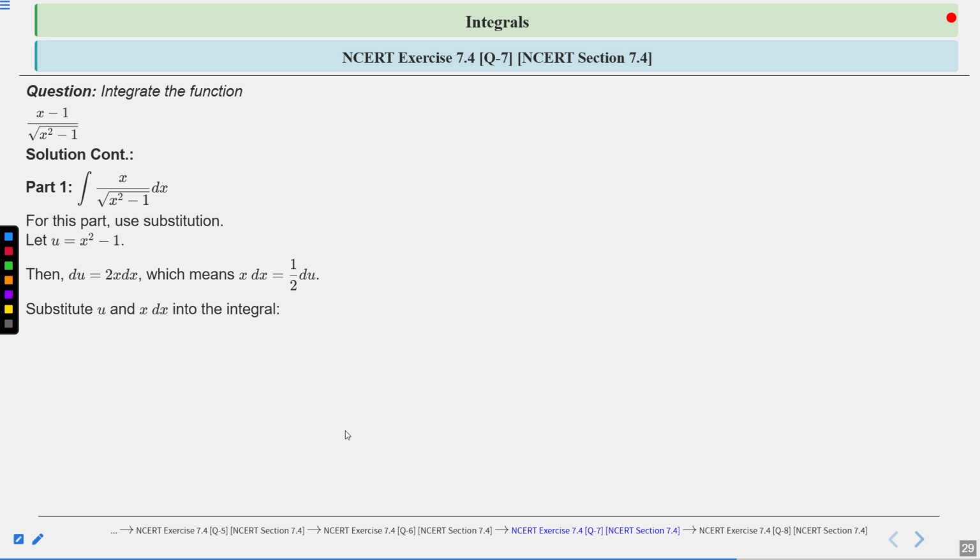So we can substitute u and x dx into the integral. So integral of x upon root over x square minus 1 dx will be equal to integral of 1 upon root u into 1 by 2 du, which will be equal to 1 by 2 integral of u to the power minus 1 by 2 du, right?